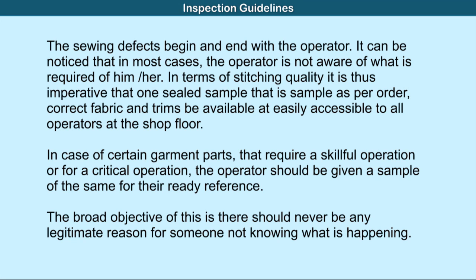There are some inspection guidelines, and I'm going to discuss those here. The sewing defects begin and end with the operator. It can be noticed that in most cases the operator is not aware of what is required from him or her in terms of stitching quality. It is thus imperative that one sealed sample, that is, a sample as per order with correct fabric, trims, etc., be available and easily accessible to all operators on the shop floor.